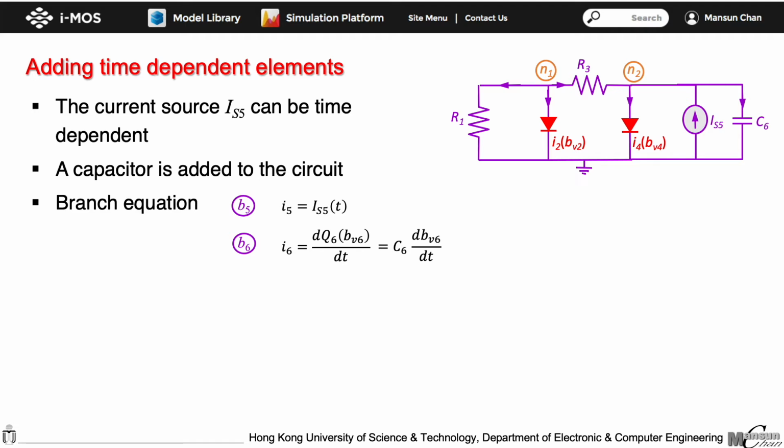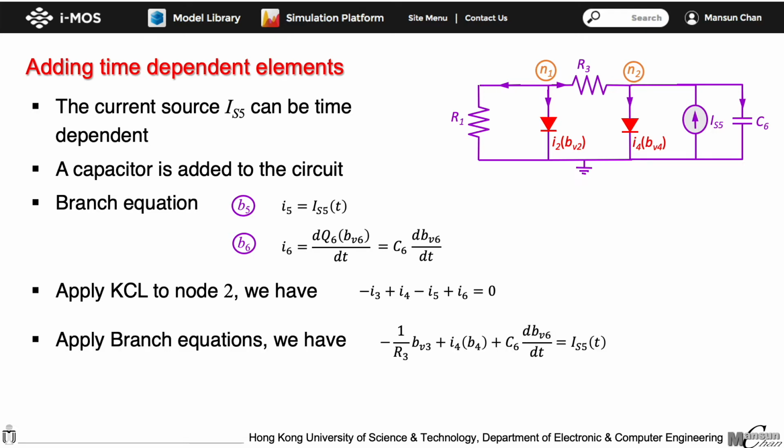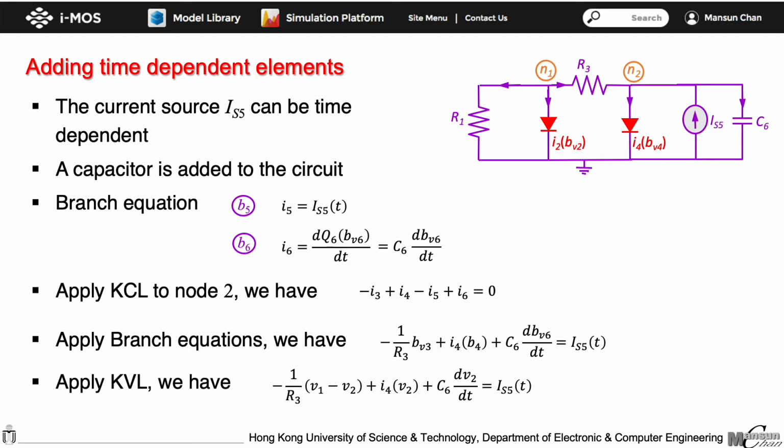The next step is to write the KCL, and we only focus on node 2. After that, we apply the branch equations to the KCL and obtain the following equation. Finally, we replace the branch voltages with the node voltages by applying KVL. We have these final equations.